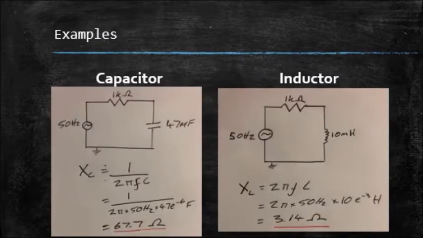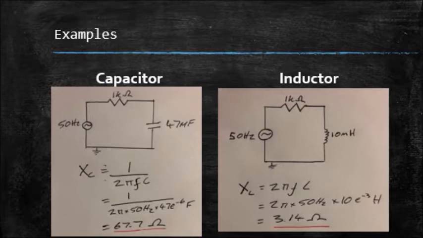Here is a quick example of the reactance of a capacitor and an inductor. For the capacitor, the reactance is 1 over 2 pi by 50 Hz by 47 by 10 to the negative 6 farads. So you can see we convert microfarads to farads, an important step to get the correct answer, 67.7 ohms.